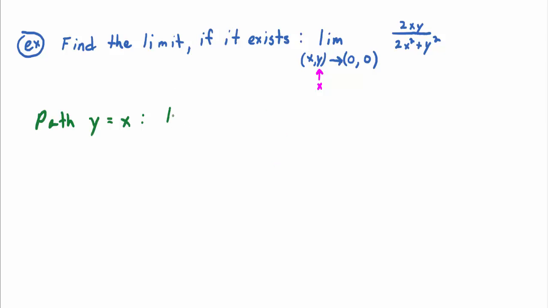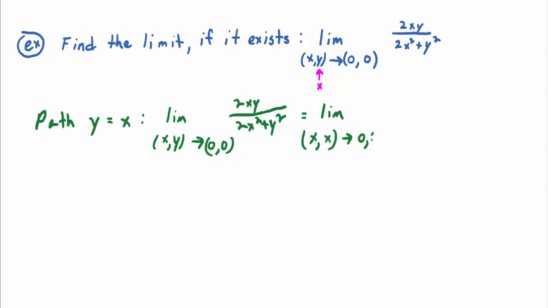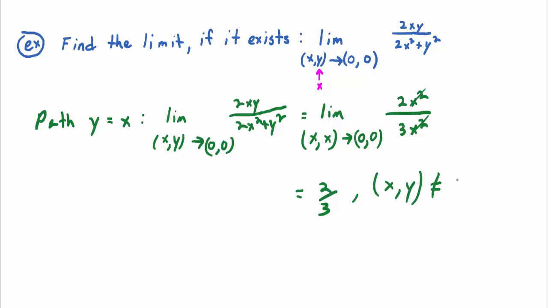And so we get the limit of 2xy divided by 2x squared plus y squared. As (x, y) approaches 0, 0, this limit becomes the limit as x approaches 0. And that changes this numerator to 2x squared, and this denominator to 2x squared plus another x squared, because again, y is equal to x, which is 3x squared. And we have this sort of cancellation. Keep in mind, we never allow both coordinates to become 0, 0, so we don't get a division by 0 there. We get 2/3 essentially, with the caveat that x and y are never both equal to 0. Okay, so that's one limit value on one path.